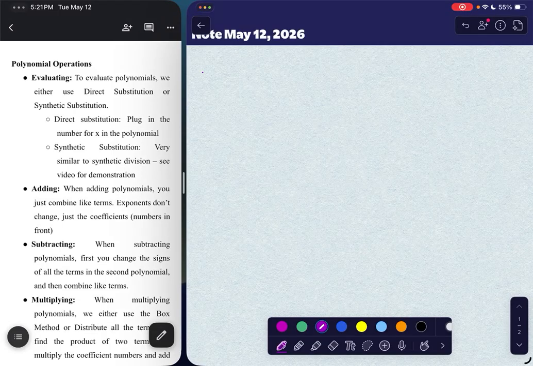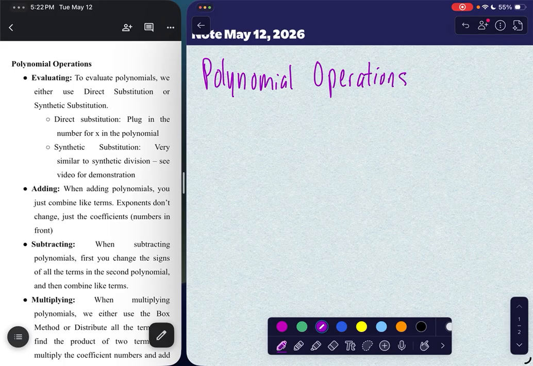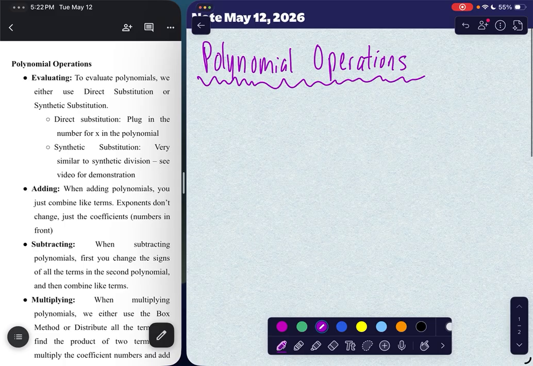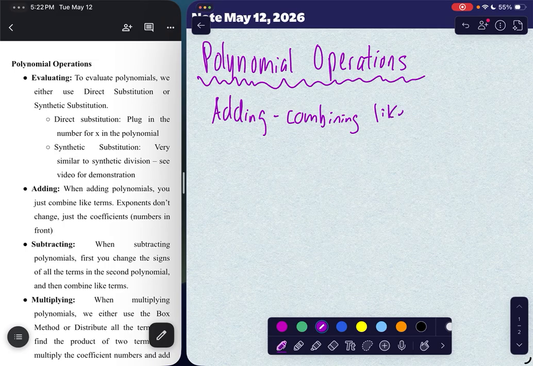Okay, let's talk about some polynomial operations. So in this video, we're going to talk about evaluating, adding, and subtracting, okay? So let's start with adding and subtracting because those are really the easiest things to do. So remember with adding, it's just combining like terms.